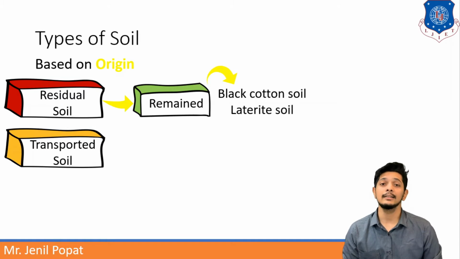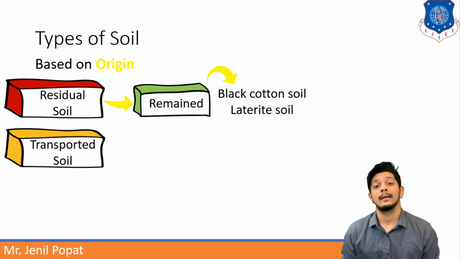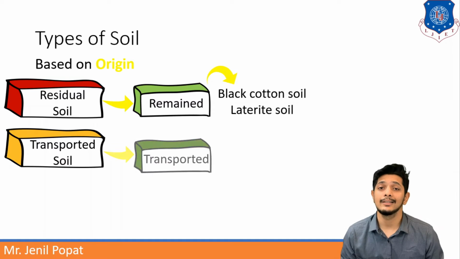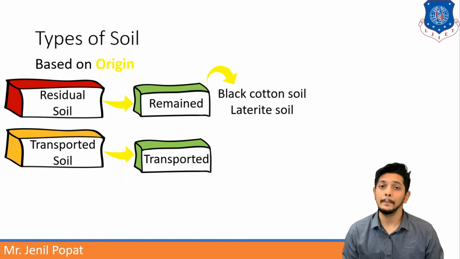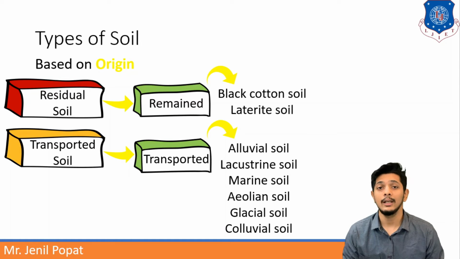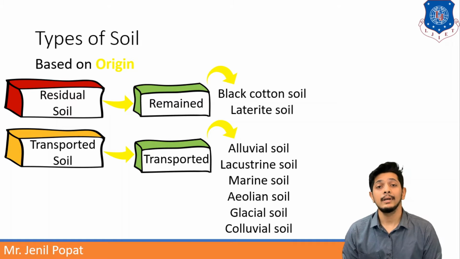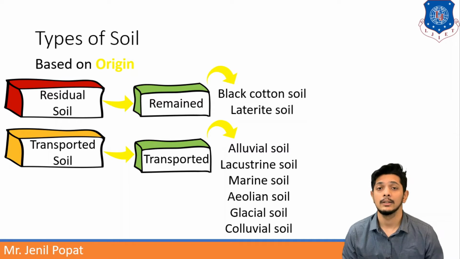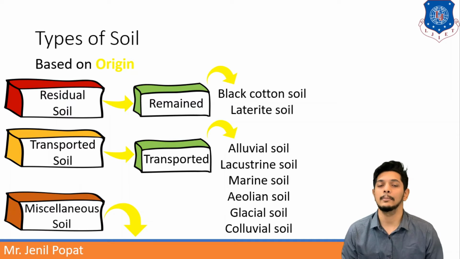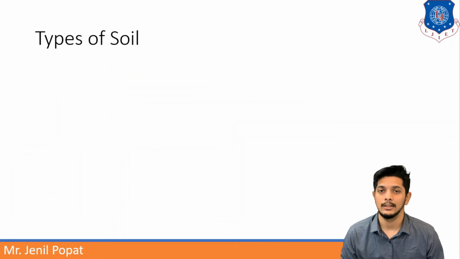Second type, that is transported soils. Transported soil simply means soil that is transported from one place to another. Examples of transported soil are alluvial soil, lacustrine soil, marine soils, aeolian soils, glacial soils and colluvial soils. All of the pictures and details will be seen in a few minutes. Let us move further to the third type, that is miscellaneous soils.